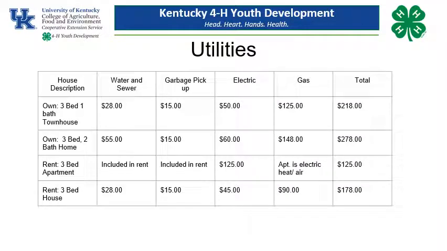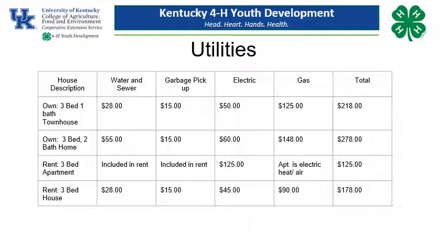Hi, welcome back. Now, depending on what you chose in the previous slide about whether you own or you're renting your house, the decision of which one you own or rent will decide your utilities. For example, if you decided to own the townhouse, you need to exclude water and sewer at $28, garbage and pickup at $15, electric at $50, gas at $125, all those for a total of $218.